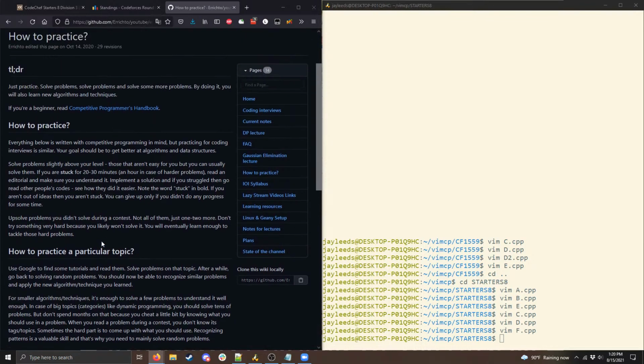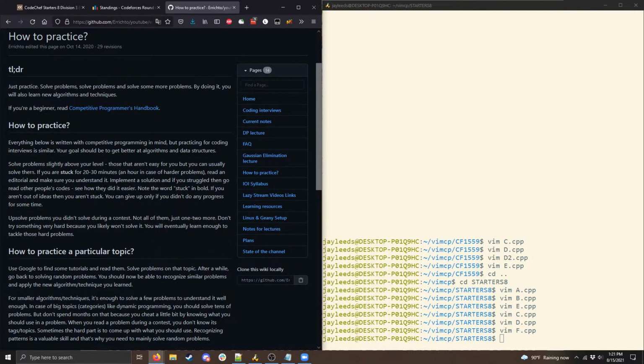In general, I would say to try and solve problems pretty much exactly like he says: solve problems that aren't easy for you, but that you should eventually manage to solve more often than not. So if you're solving too many of the problems you attempt within the first 10 or 15 minutes, then you're probably doing problems that are too easy. But if 80% of the time you can't even solve the problem at all and you have to look at the editorial, then you're solving problems that are too hard.